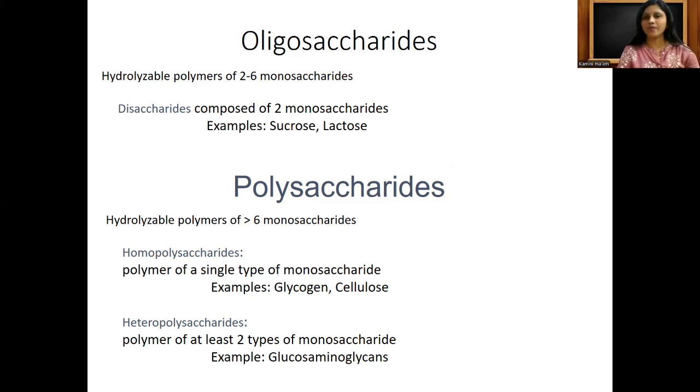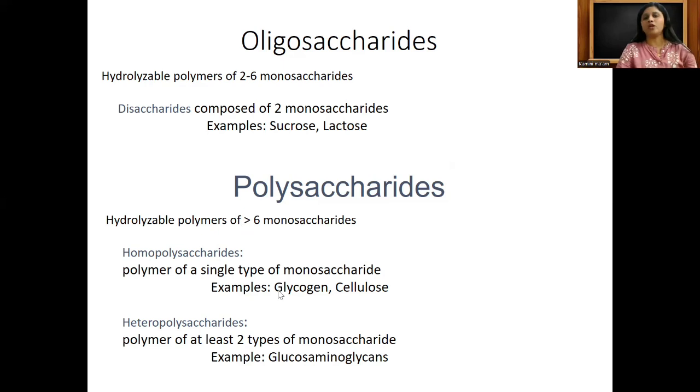These are categorized into disaccharide, trisaccharide, tetrasaccharide, pentasaccharide and hexasaccharide, according to the monosaccharide units present in that carbohydrate. A disaccharide is composed of 2 monosaccharide units. Examples are sucrose and lactose. Sucrose contains one fructose and one glucose group. Lactose contains 1 galactose and 1 glucose group. So they can be hydrolyzed to 2 monosaccharide units. Sucrose when hydrolyzed gives fructose and glucose. When lactose is hydrolyzed, 1 galactose unit and 1 glucose unit are obtained.